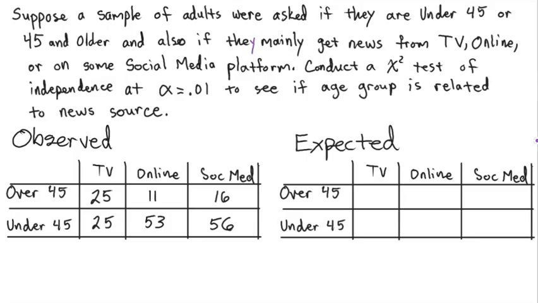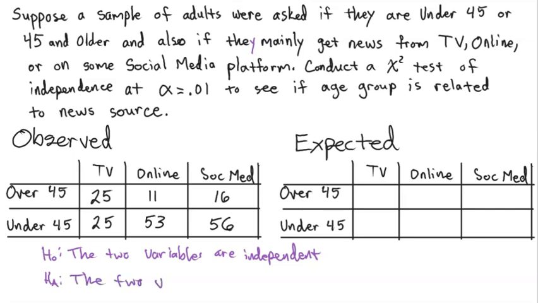Now, of course, the first step is going to be to identify the null and alternative hypotheses. So H sub 0 is that the 2 variables are independent of each other. Now we'll move on to the alternative hypothesis, which is that the 2 variables are not independent of each other.